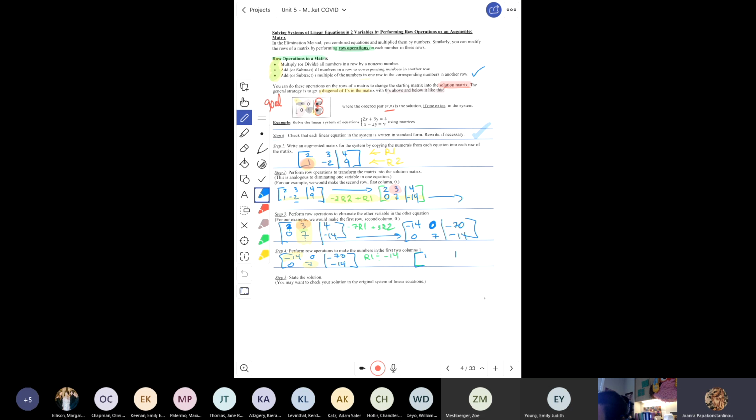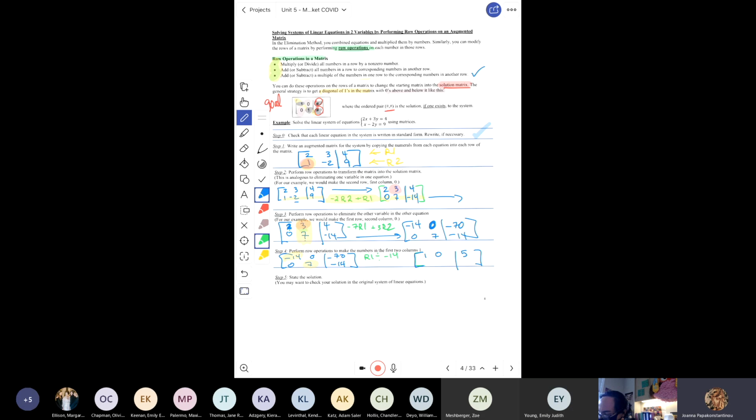1. 0 divided by negative 14. Negative 70 divided by negative 14. You better get yourself a calculator because there's so much arithmetic going on in these row operations that if you cannot perform row operations and do the arithmetic, you're not going to be able to do the problem.